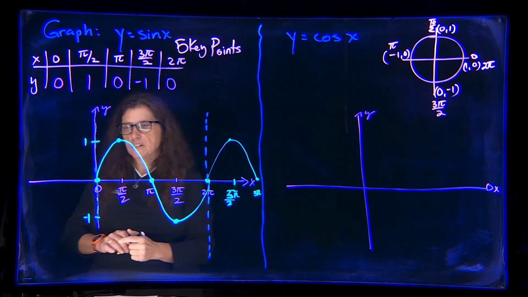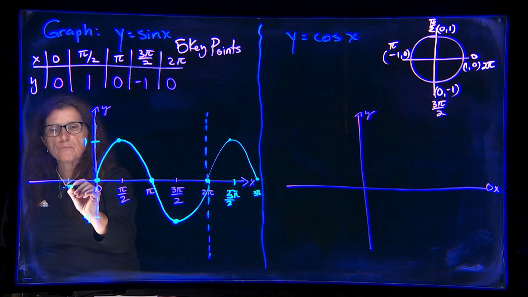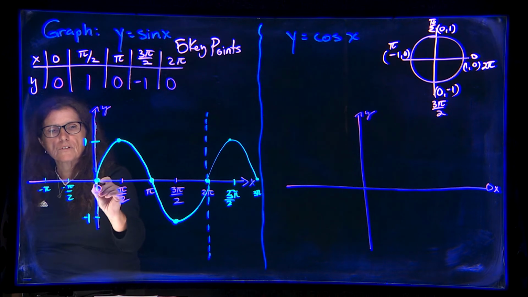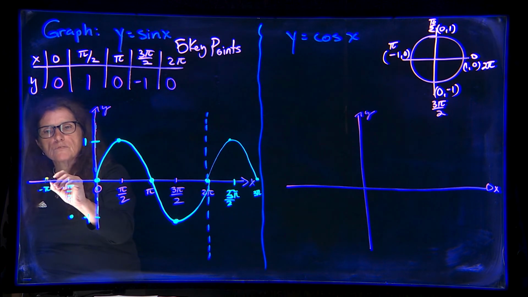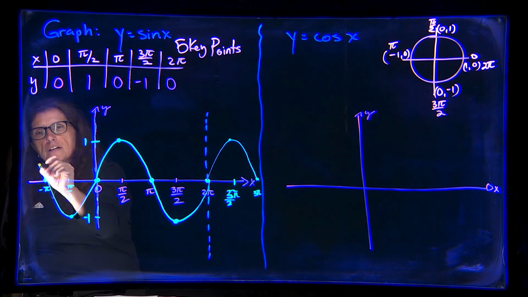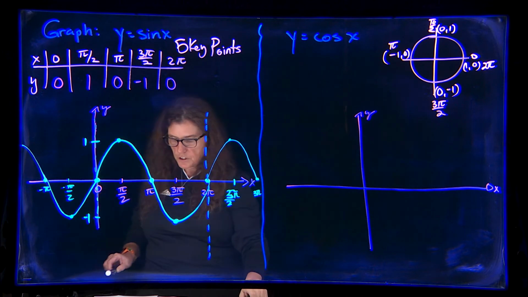And of course, I can extend that to the negative side. I can have -pi over 2, -pi, and so forth. So I'm going down to -1, going back up. And then if I had more room, I would go further on with this function.